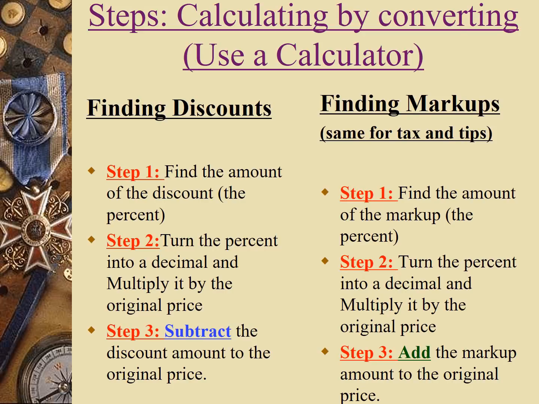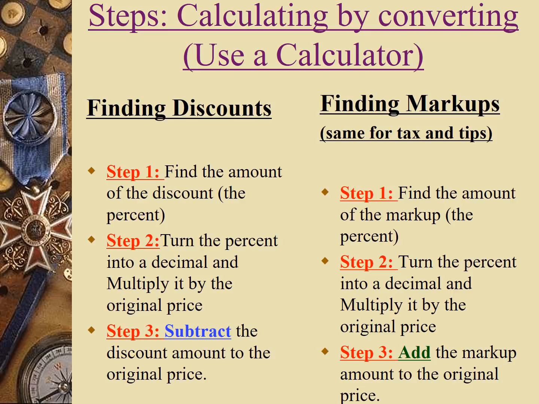So finding the discount. Step 1, you find the amount of the discount, the percent. Step 2, turn the percent into a decimal and then multiply it by the original price. Then step 3, you subtract the discount amount from the original price. And that will be your final price.